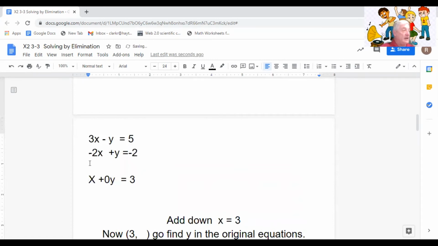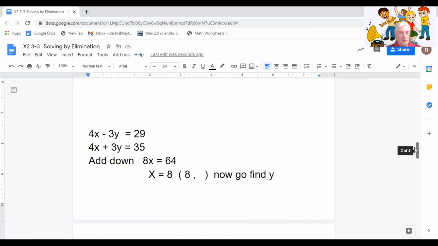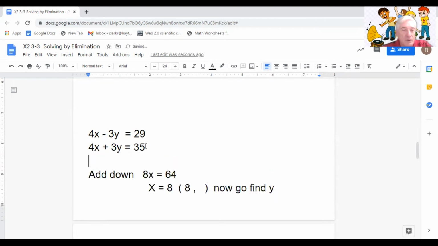So all I did was I lined them up and I added down. And since there was 1 plus Y and 1 negative Y, the Y was eliminated. Sometimes they're not quite that easy. Let's look at my next example. I got 4X minus 3Y, and I got 4X plus 3Y. So when we add down, what do we get? We get 8X equals 64. Divide both sides by 8, and we get X equal 8.